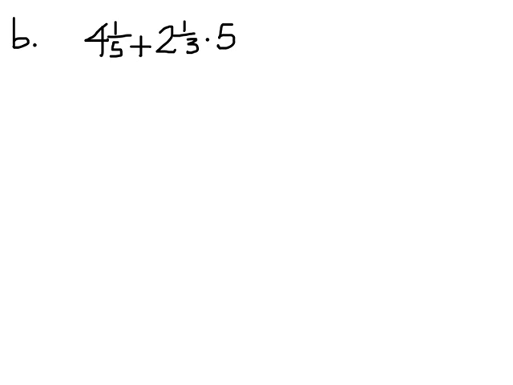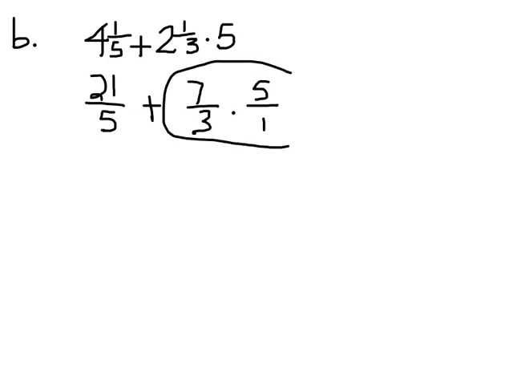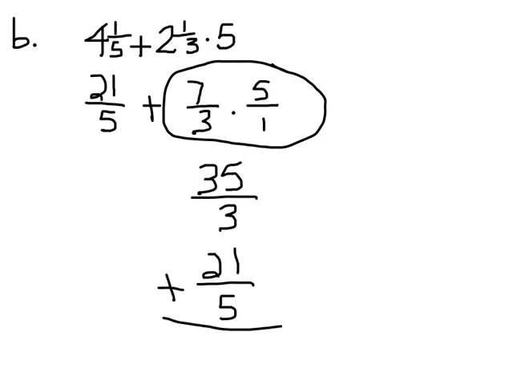In B I've got mixed numbers. So what I'm going to do is go ahead and turn those into improper fractions. So this one becomes 21 over 5 plus this becomes 7 over 3, and I'm going to make this 5 a 5 over 1. I'm going to do my multiplication first, and I'm going to get 35 over 3 plus 21 over 5. Let's add those. Let's get a common denominator. We know the common denominator for 3 and 5 is 15.